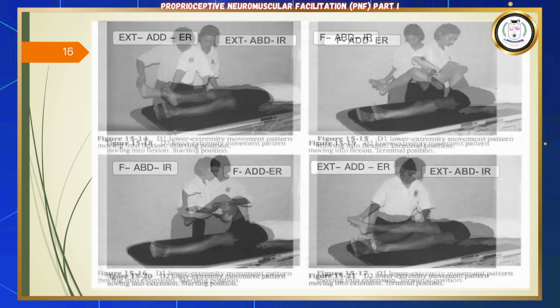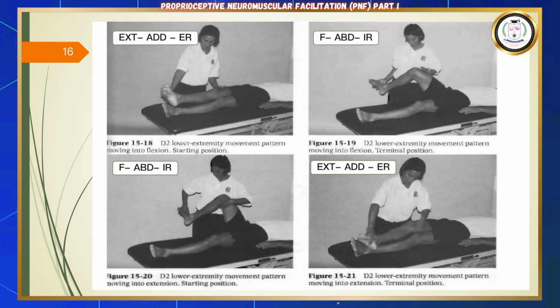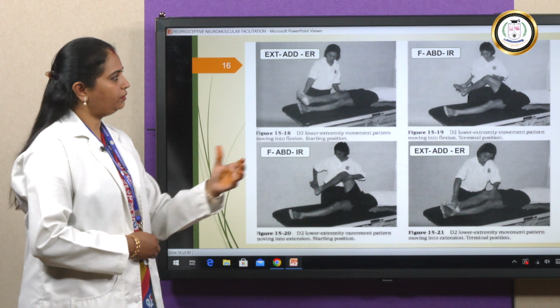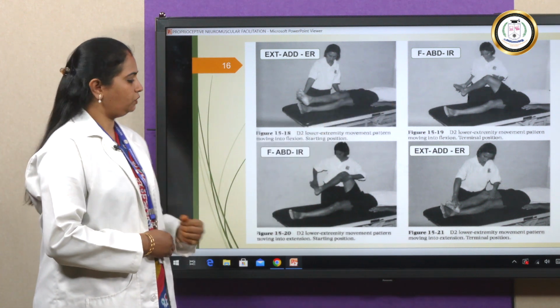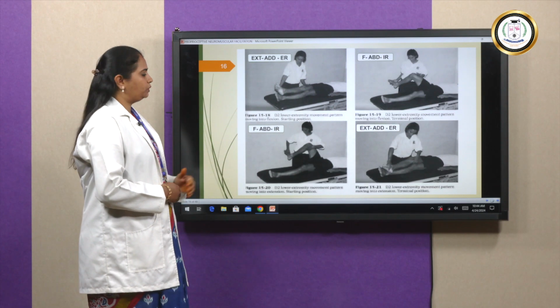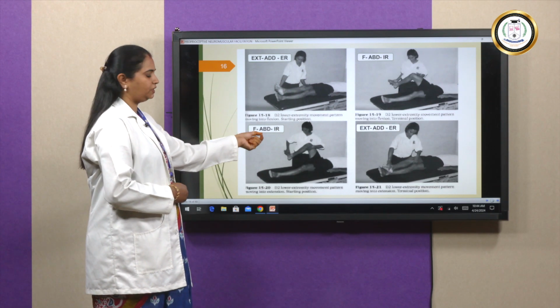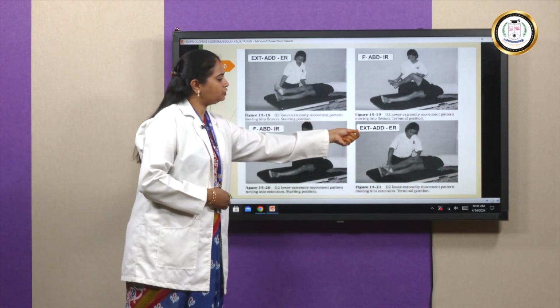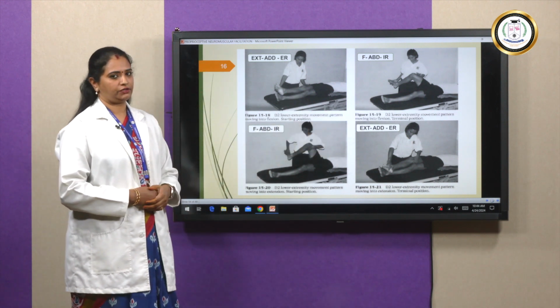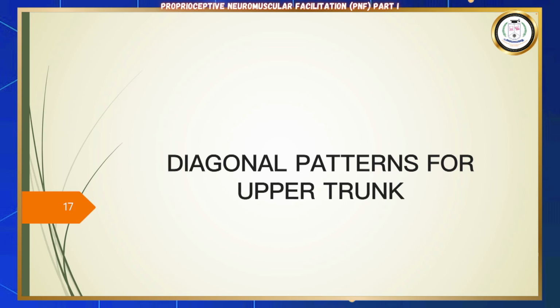Let us look at the D2 pattern of the lower extremity. This is the starting position where the hip joint is at extension, adduction and external rotation. The terminal position is flexion, abduction and internal rotation. Let us look into the D2 pattern flowing from flexion, abduction, internal rotation to hip joint position of extension, abduction and external rotation.